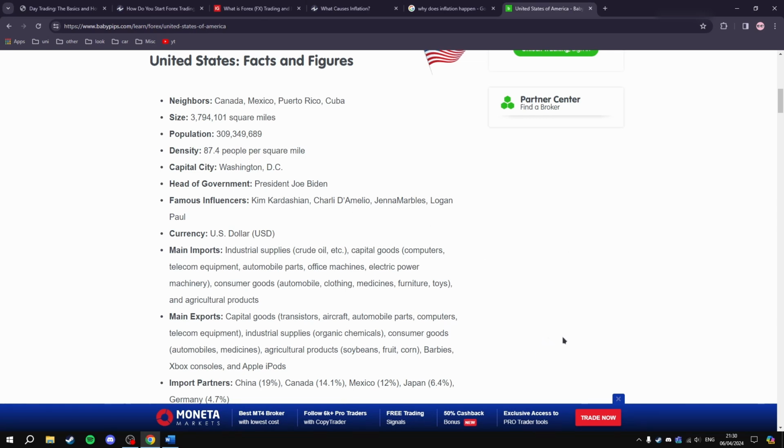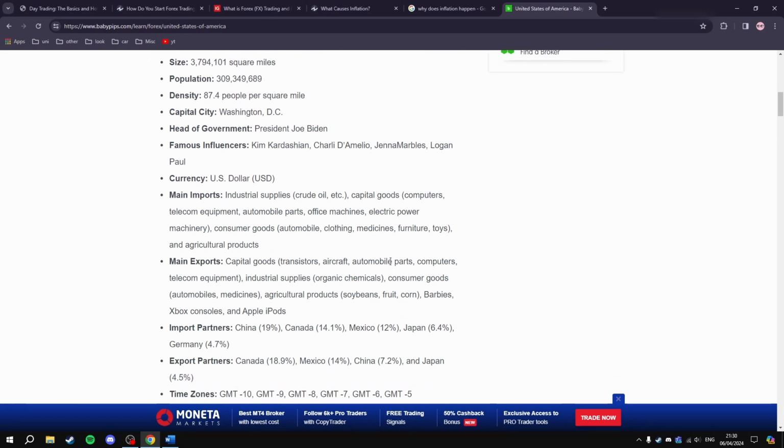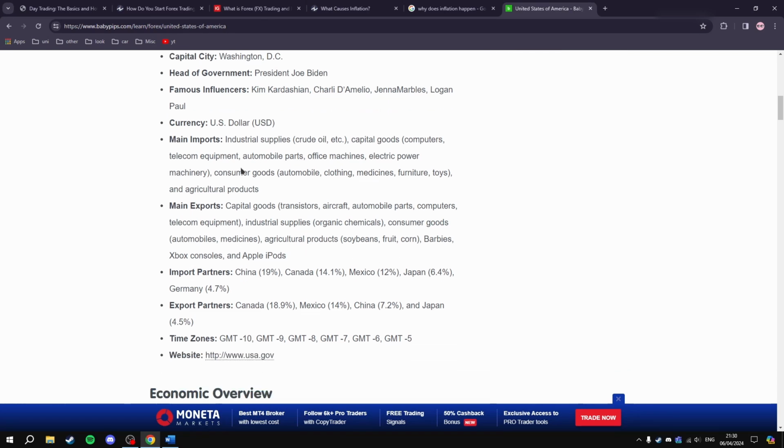Main imports: industrial supplies, crude oil, etc. Capital goods: computers, telecom equipment, automobile parts, office machines, electric power, machinery. Consumer goods: automobile, clothing, medicines, furniture, toys, and agricultural products. Main exports: capital goods, transistors, aircraft, automobile parts, computers, telecom equipment, industrial supplies, organic chemicals, consumer goods, automobiles, medicines, agricultural products, soybeans, fruits, corn, Barbies, Xbox consoles, and Apple AirPods.